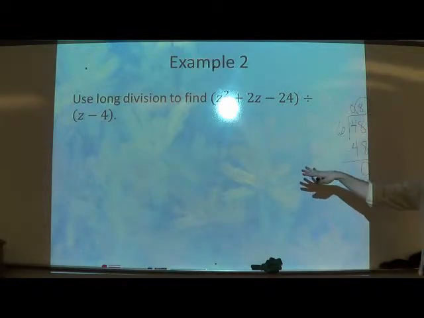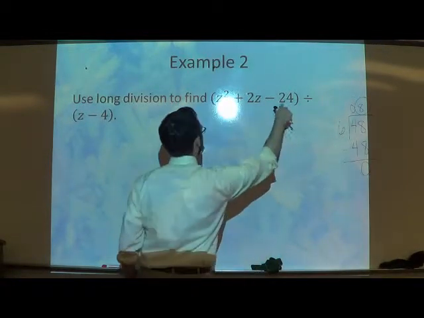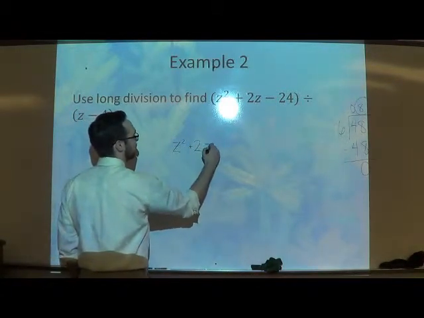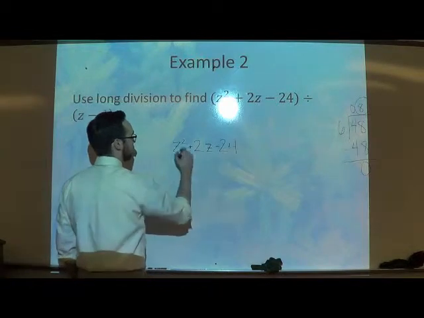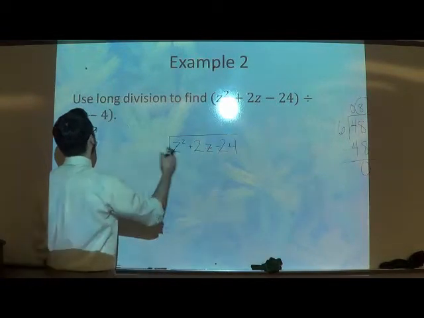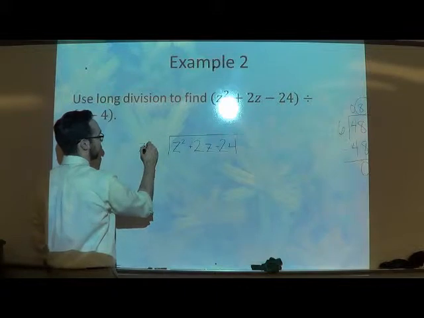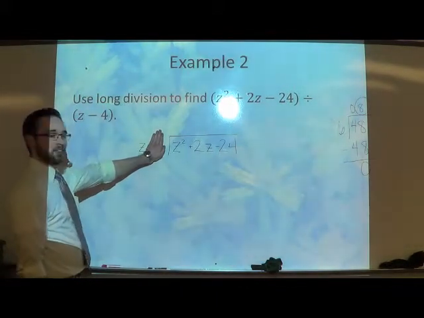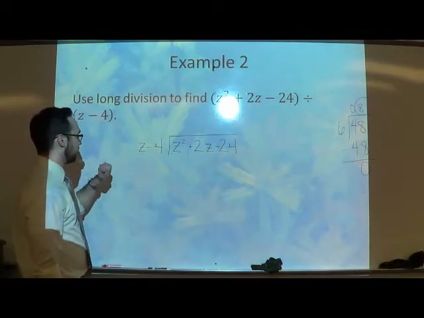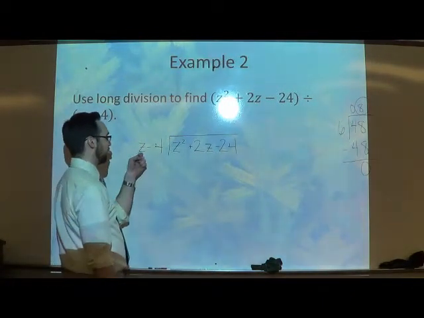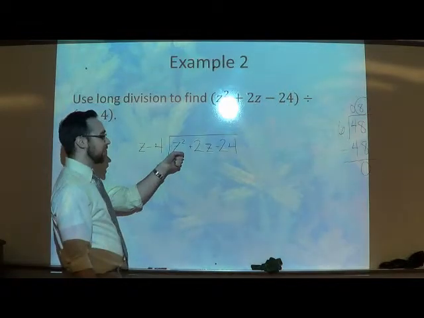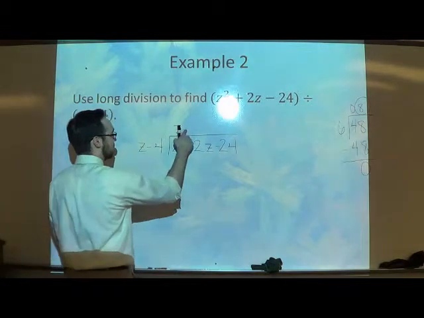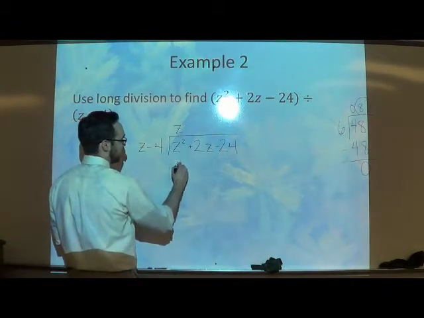We're doing a similar process here. The first thing goes on the inside. So I have z squared plus 2z minus 24 divided by z minus 4. So that goes on the outside. For now, I ignore this piece here. What I'm looking at is the z. And I want to tell myself what times z will get me z squared. Well, that's going to be just z.